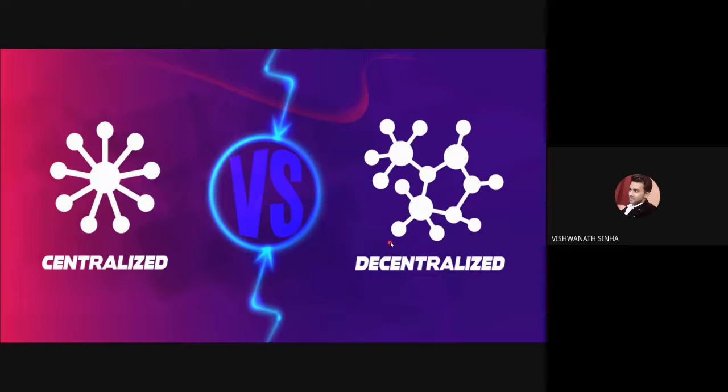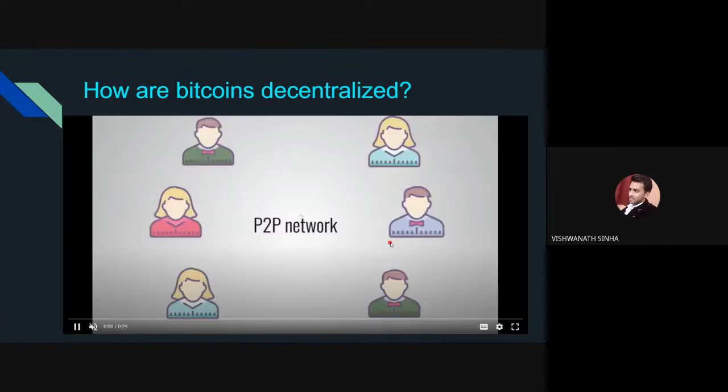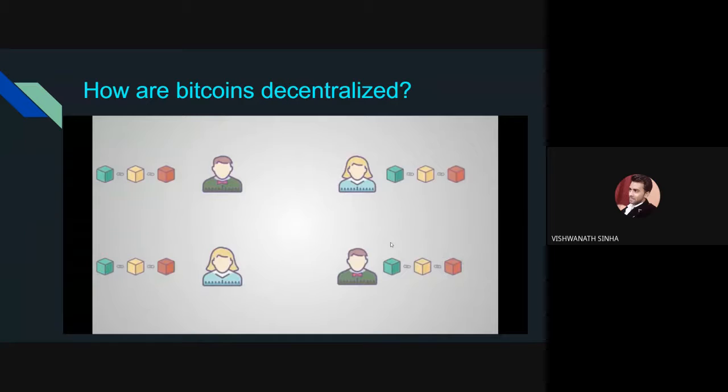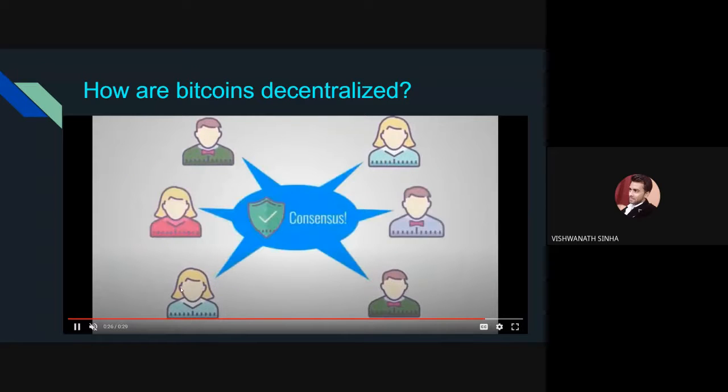Okay, so let's see how Bitcoin is actually decentralized. It is a peer-to-peer network where each of the nodes across the globe has the same blockchain. Whenever a new block of transactions is broadcasted, it goes to every node, and every node checks whether the block of transactions is valid or not, and if it is valid, they add the transactions to the previous ledger. This is the consensus we talk about.